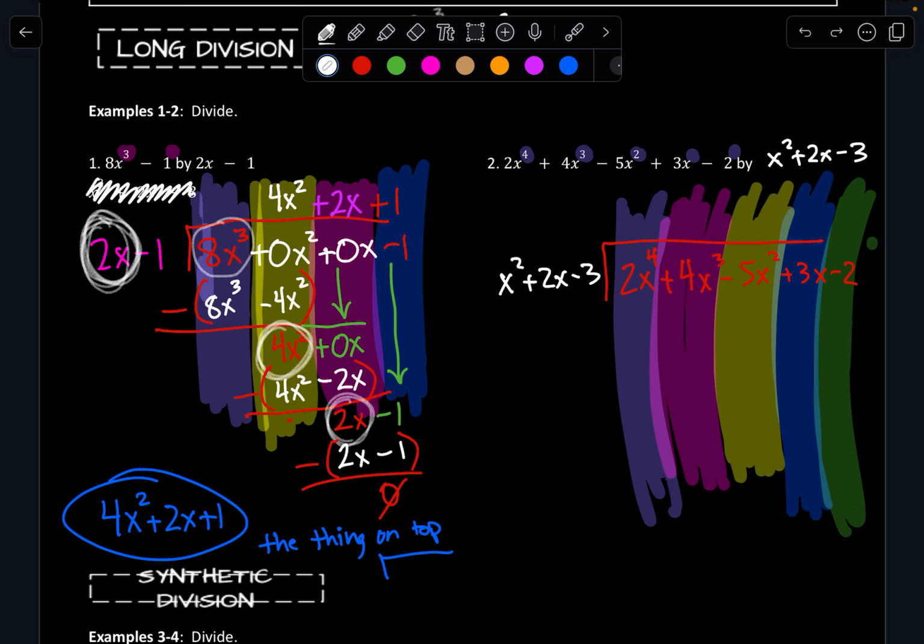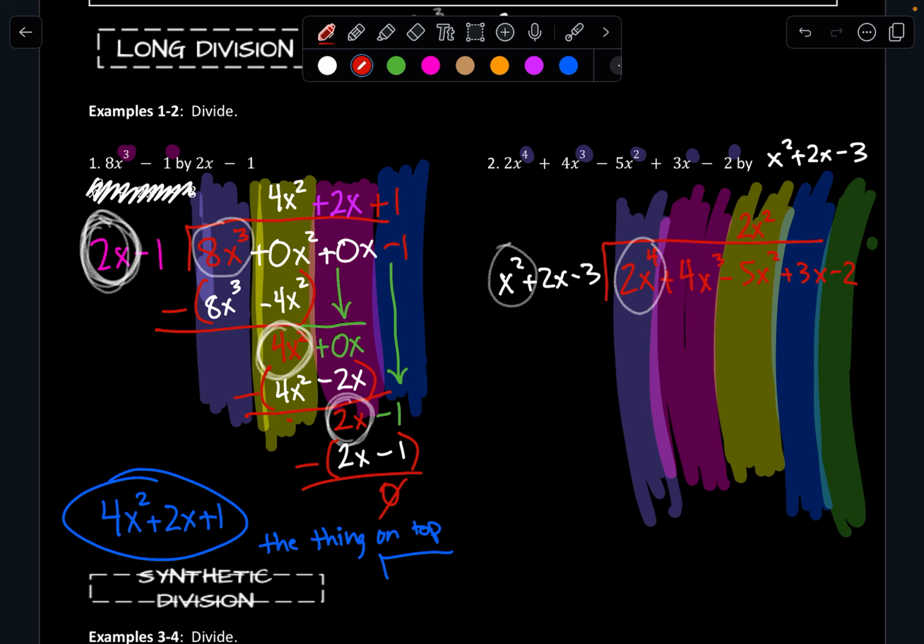Focus on the first term and the first term. So, x squared times what would give us 2x to the 4th? If you guys want to pause this video and try to figure it out yourself, do that. But it would end up being 2x squared. So we would have to put it right in this column because it's an x squared term.